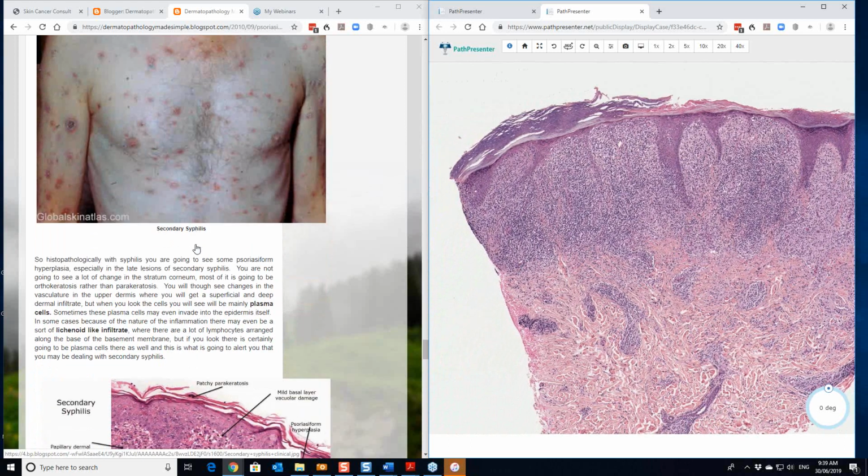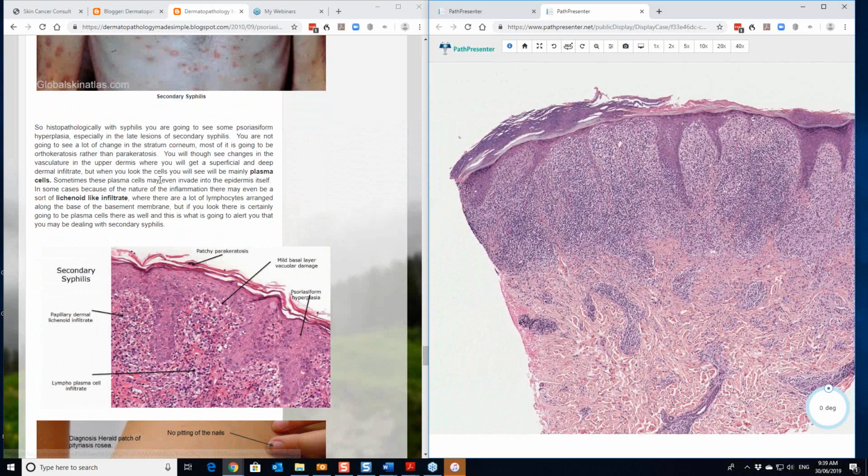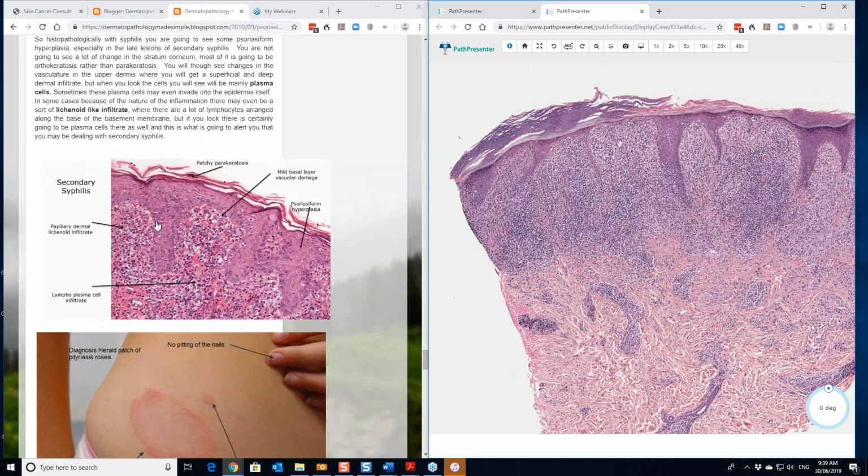We've got a little bit of a summary here. A little bit of psoriasiform hyperplasia, especially in the late lesions. Mainly orthokeratosis rather than parakeratosis. Superficial and deep infiltrate in secondary syphilis. It's mainly plasma cells. They may invade into the epidermis. It's basically a lichenoid infiltrate, and you can in fact get a lot of lymphocytes arranged along the basement membrane. A lot of plasma cells that are there in secondary syphilis.